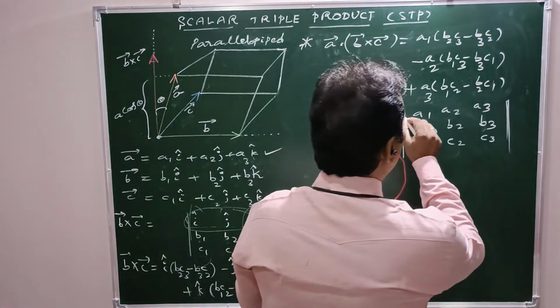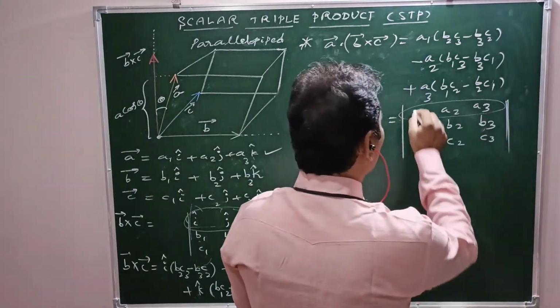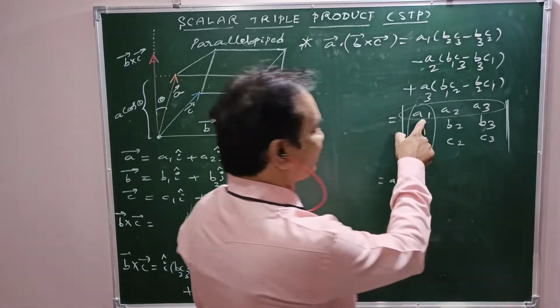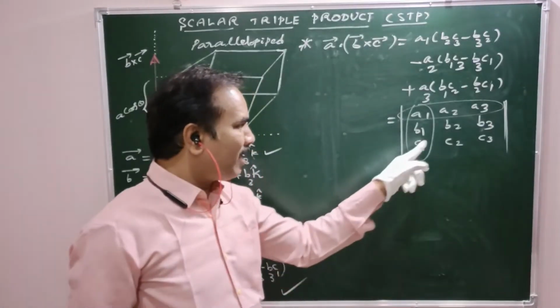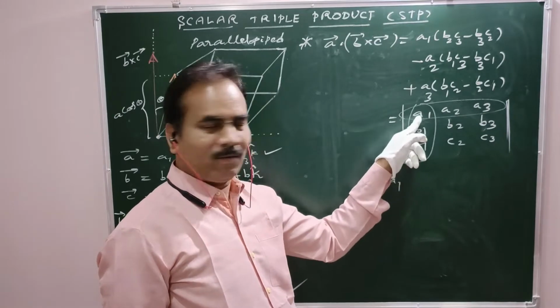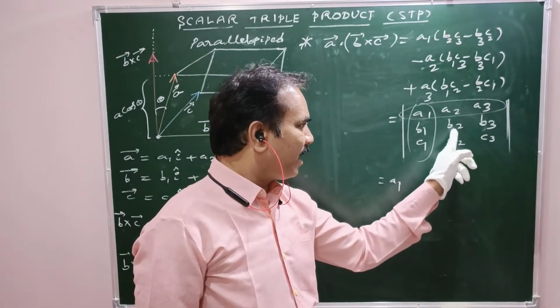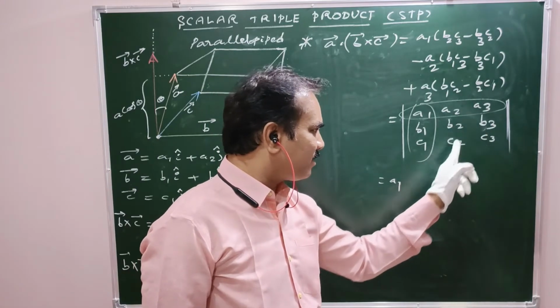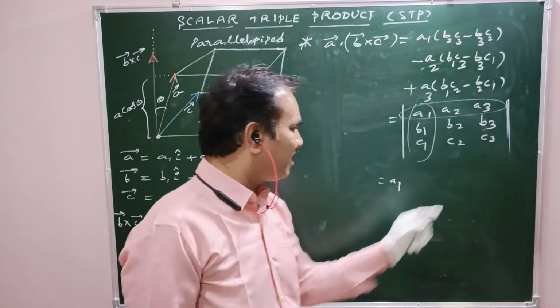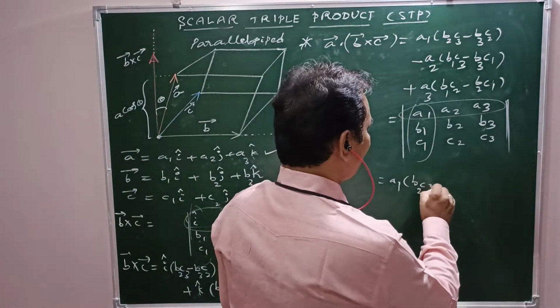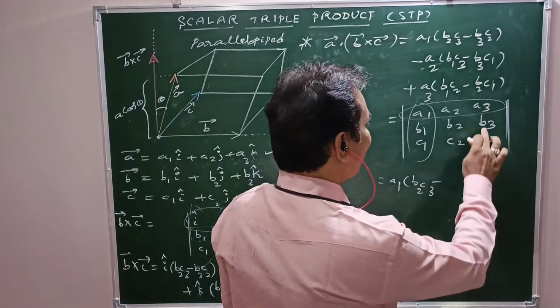Suppose we exclude this column, exclude this row. Now that is A1 into, excluding the row and column containing A1, we are left with these four components, something like A, B, C, D. AD minus BC, that is A1 into B2C3 minus B3C2.